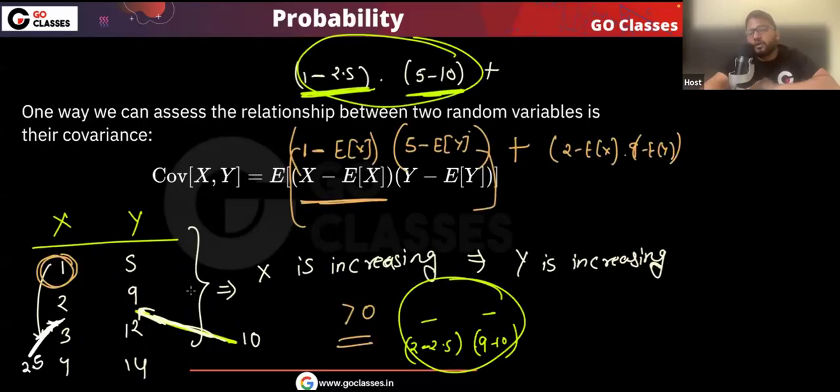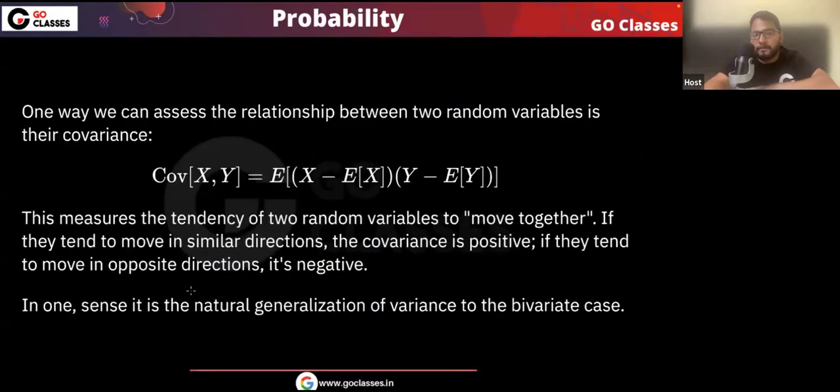So this is the meaning of covariance: if I am lower than the average, and at the same time you are lower than the average, then it's great. On average, if this happens, then the covariance is positive. Otherwise, the covariance is negative. So this measures the tendency of two random variables to move together. If they tend to move in similar directions, the covariance is positive. If they tend to move in opposite directions, the covariance is negative.